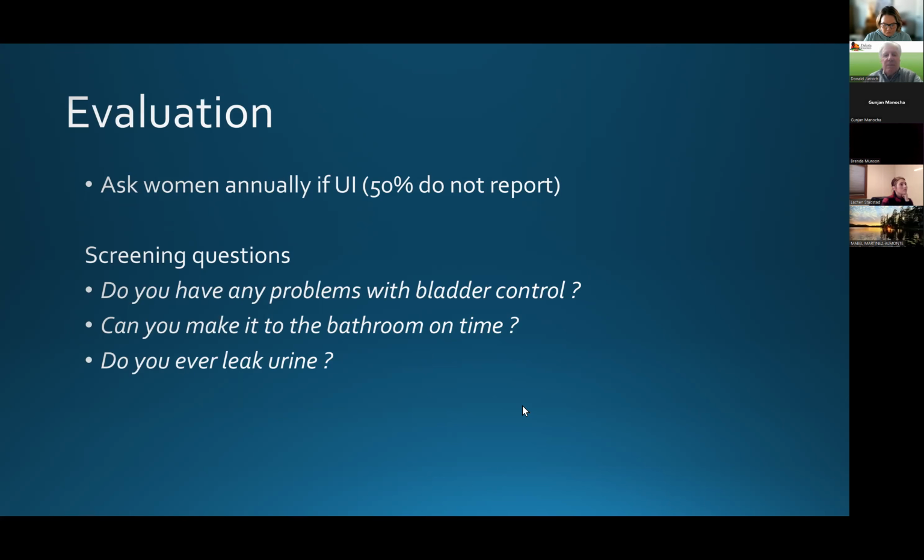So the screening questions could be, do you have any problems with bladder control? Or can you make it to the bathroom on time? Or do you ever leak urine? All of those questions are what we call icebreakers. And those can introduce the topic, because sometimes, quite honestly, people are reluctant to talk about urinary incontinence, particularly if they have a family member there, like the daughter who joined grandma or their mother. They don't want to talk about that stuff, right?